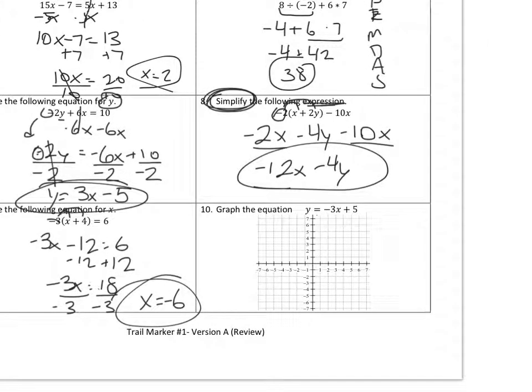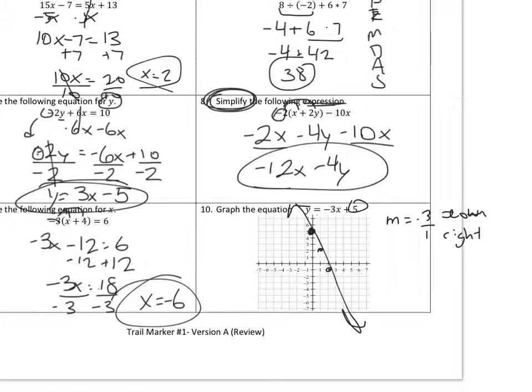Graph the equation. I always start with the y-intercept on the y-axis, so plus 5. And then this negative 3, that's my slope. Remember, we want to see it as a rise over run. So because it's negative 3, that means down. And because it's a positive 1 in the denominator, that means to the right. So I'm going to go down 3, 1 to the right, down 3, 1 to the right. Once I have a few points, draw the line through it.